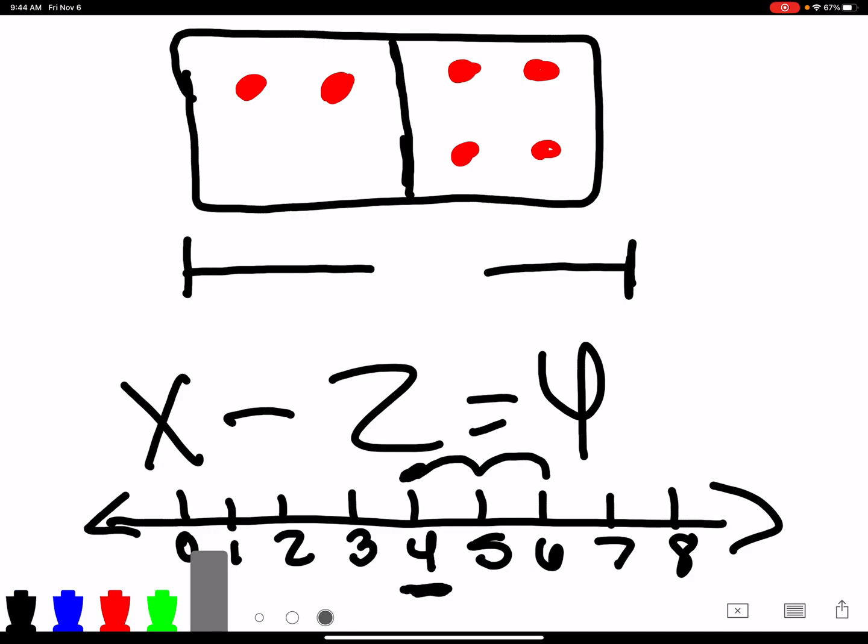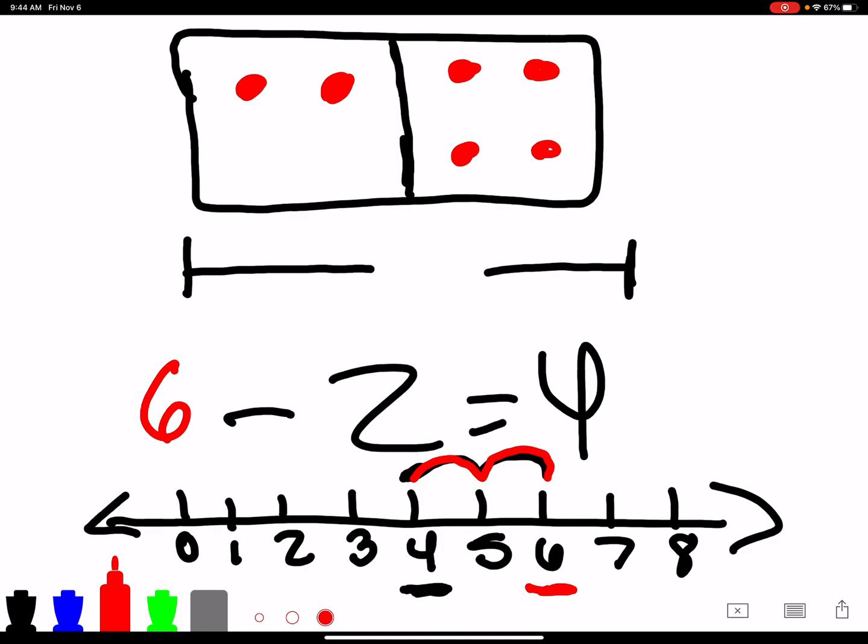So if we erase the X, 6 minus 2 equals 4. Do you think that's right? We can count backwards. If we were going to do this problem in reverse, 6, right? We can count backwards since we're taking away. So we can go backwards 1, 2, and also land on 4.